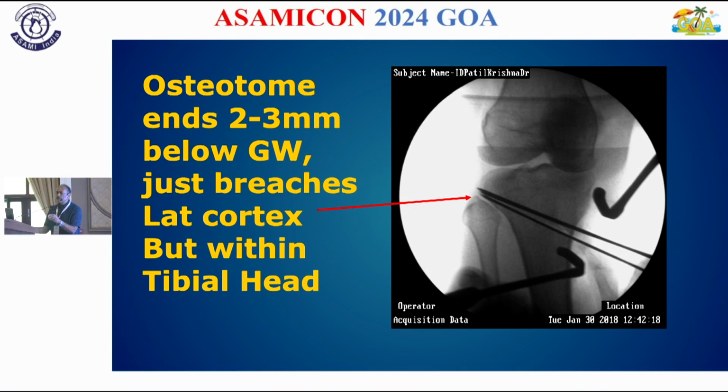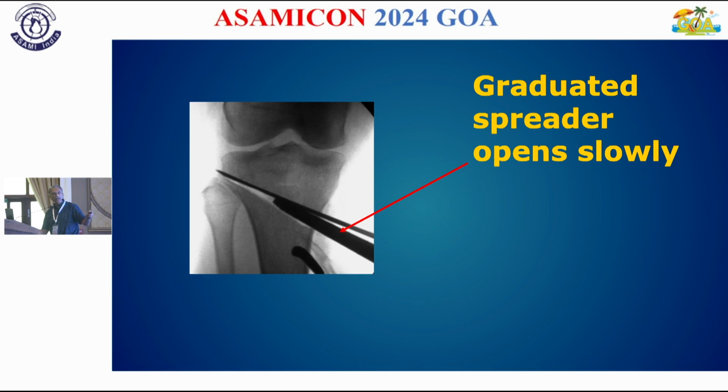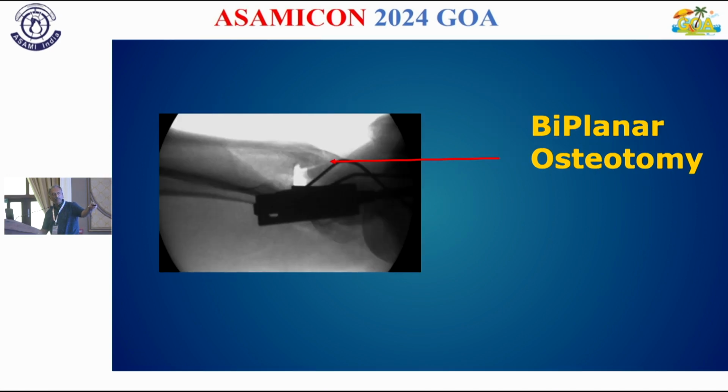But then what happens is that you can end up with a fracture line going into the joint or a fracture line which is worse, going down below the tibial head, the upper metaphysis. We don't want that. So after that is done, we stack the osteotomes to gently open up the osteotomy here. And before we do that, and use the graduated spreader, we perform the biplanar osteotomy over here. The biplanar osteotomy has many advantages.